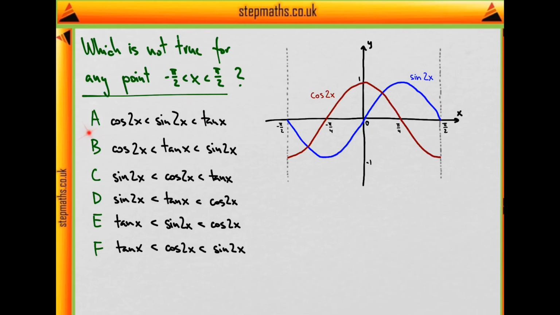So for which of these is there no such point x that would satisfy that inequality? If we find just one such point, then that is not our right answer to this question. And in all of these, we are basically comparing cosine of 2x, sine of 2x, and tan of x.